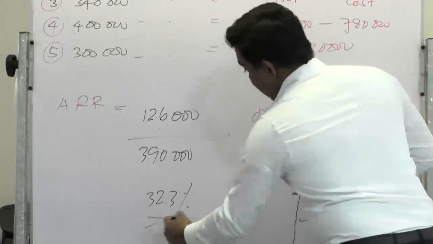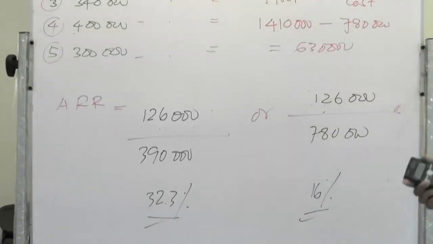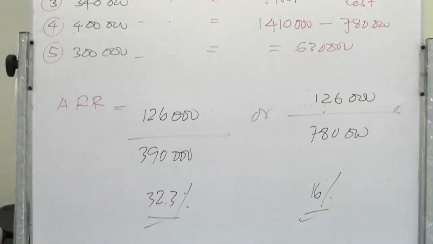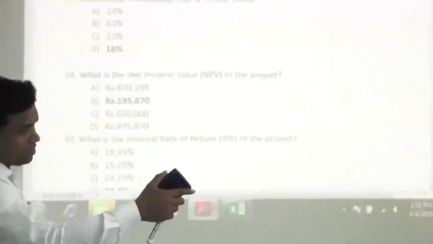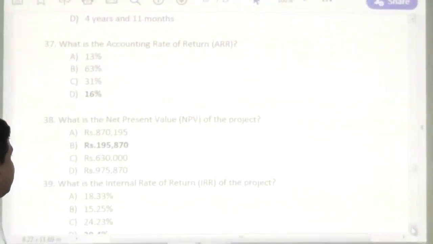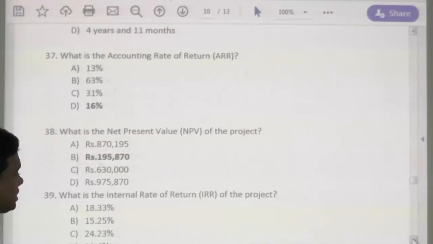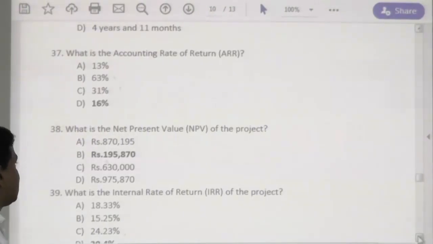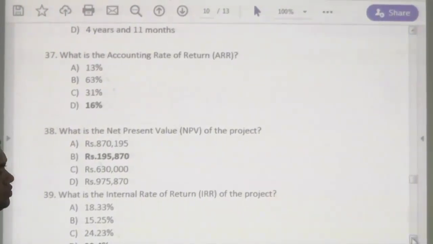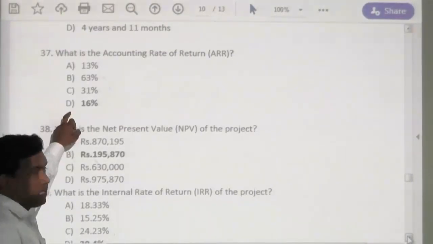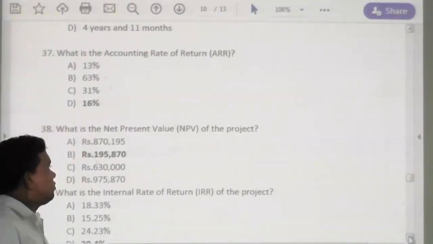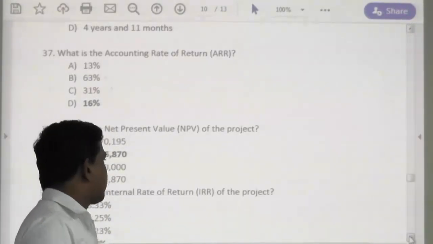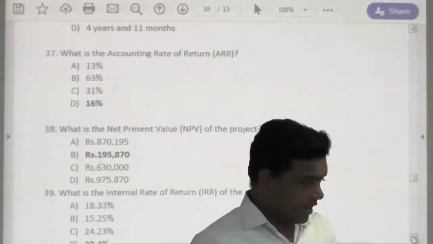Now see which answer they have given in their answer list. They have given 4 answers. 13% accounting rate of return does not match with either answer. Then 63%, it does not match with either answer. 31% does not match with either answer, and 16%. Here 16% matches with the second option we have used. Therefore the answer would be 16, right? Therefore the answer would be 16. That is the accounting rate of return. I think you are getting an understanding of how to calculate the accounting rate of return also.